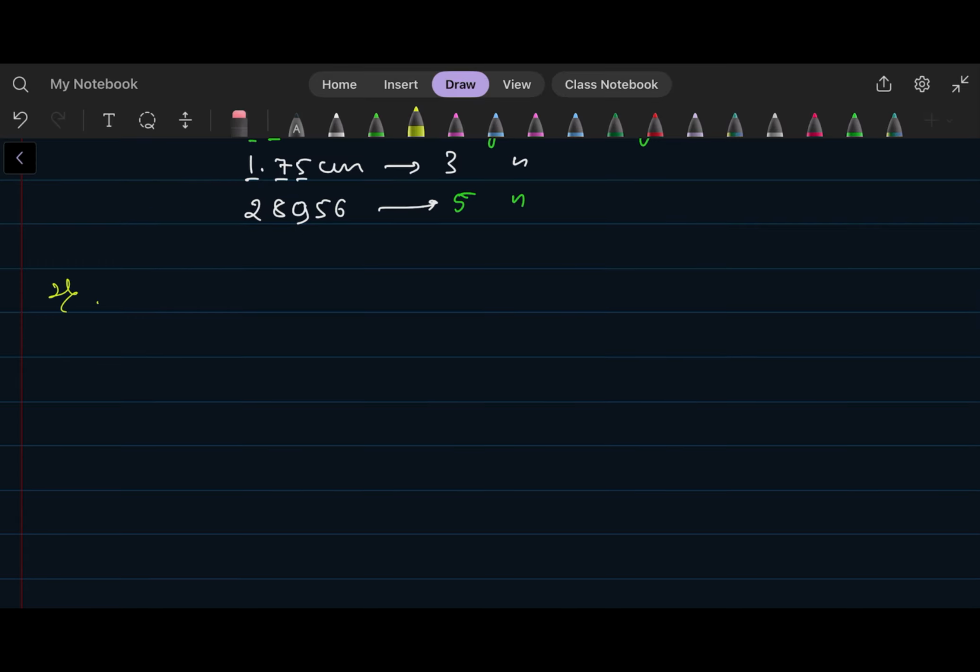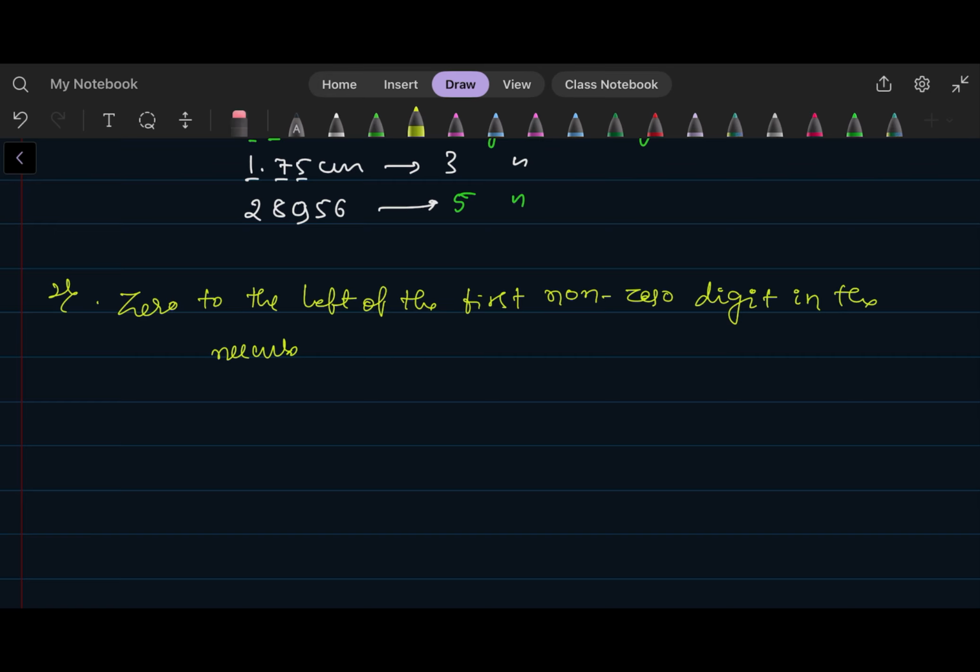Second rule: zeros to the left of the first non-zero digit in the number are not significant. What do you mean by this, sir?